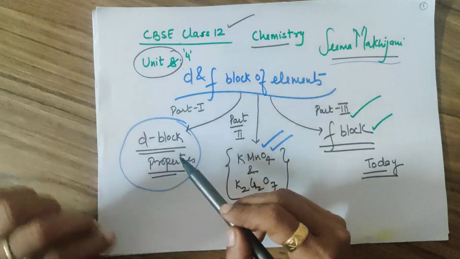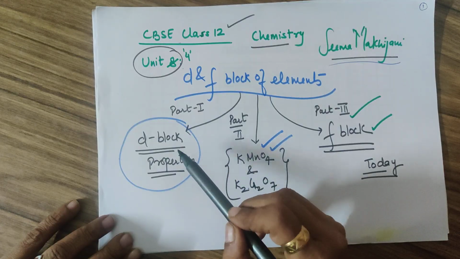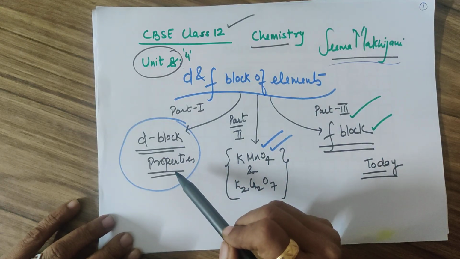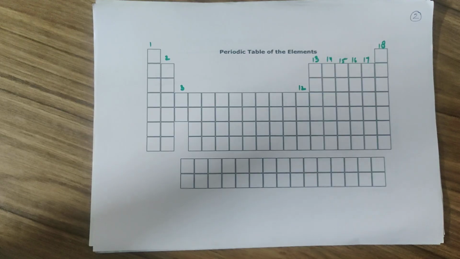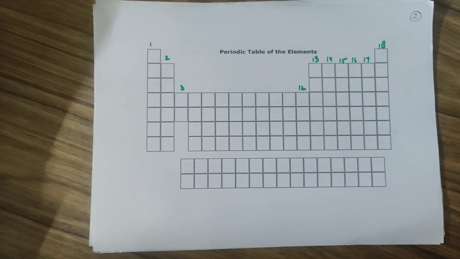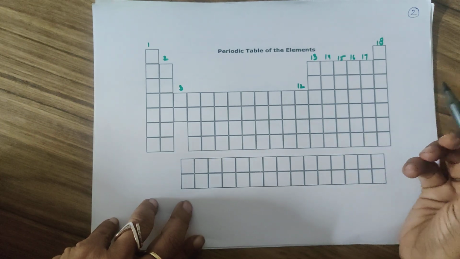Agenda for today's class is the D and F block of elements, general properties of the D block of elements, is what we are going to do in today's video. Fine. Now, before I move on to the properties, I need you to understand the location.